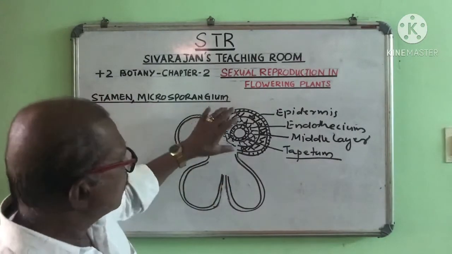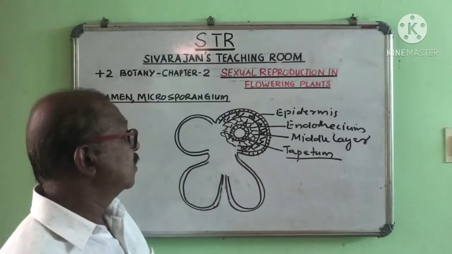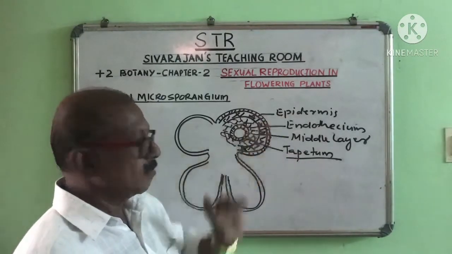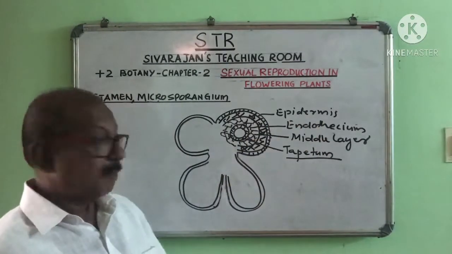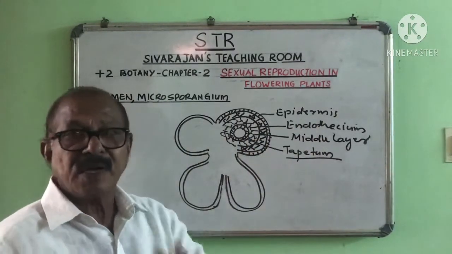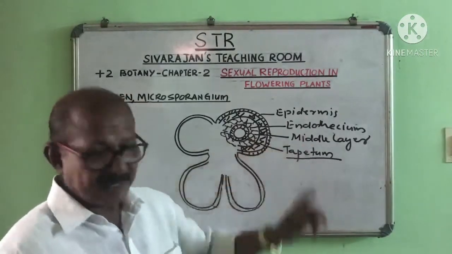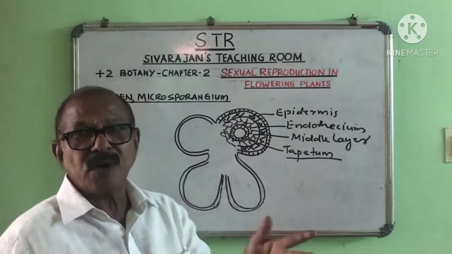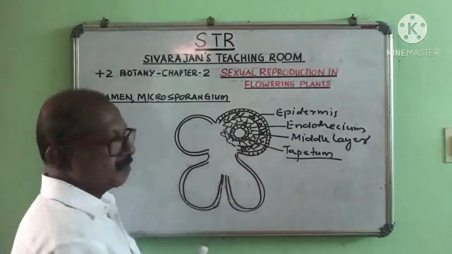The microsporangium has got 4 wall layers. The outermost layer is the epidermis. The second layer is the endothecium. Epidermis and endothecium are made up of a single layer of cells. And the third layer is the middle layer. It has got 2 or more layers of cells. And the innermost layer is the tapetum.